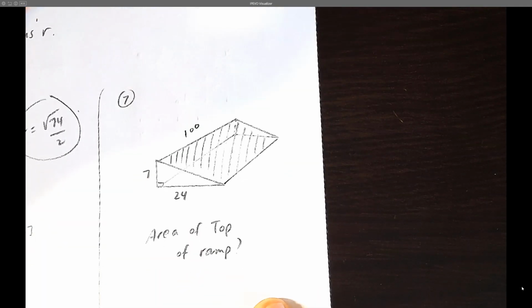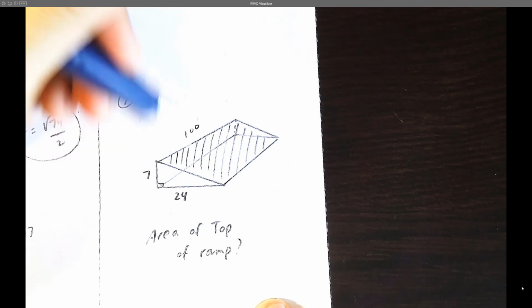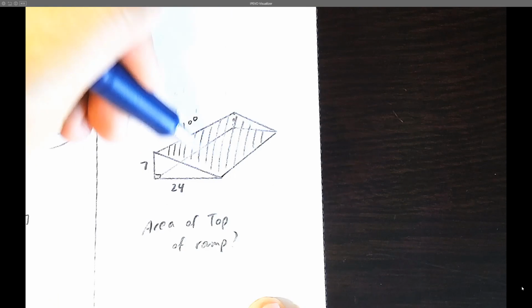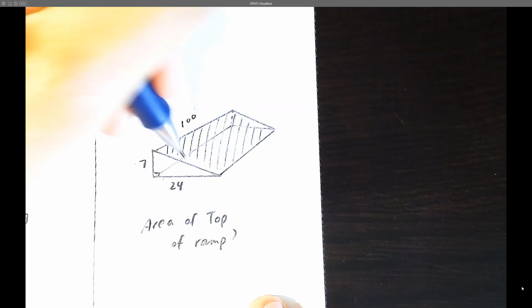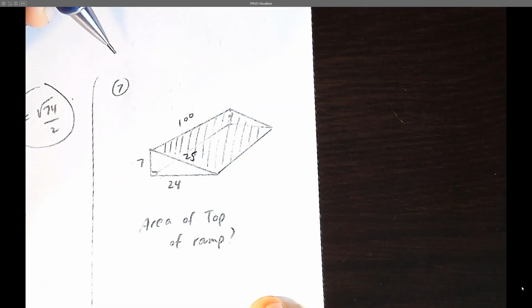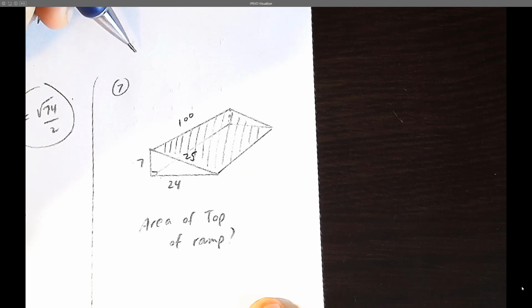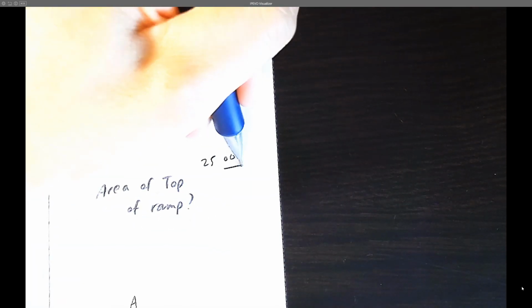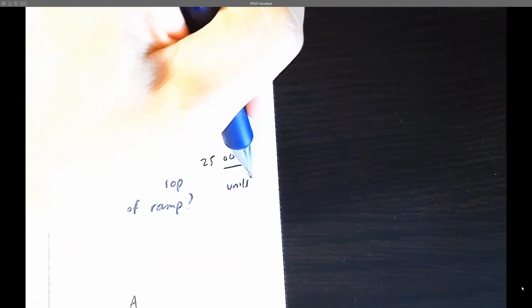Okay, number 7. What's the area of the top of the ramp? So the area happens to be a rectangle. 7, 24, 25 is a Pythagorean triple. It's good to memorize that. It saves you a lot of effort. And the area would be simply this times this, base times height, which is 25 times 100 is 2500. You just add the 2 zeros. This is going to be units squared.